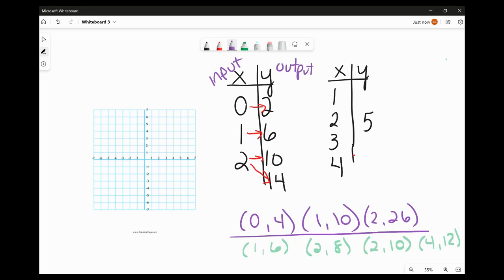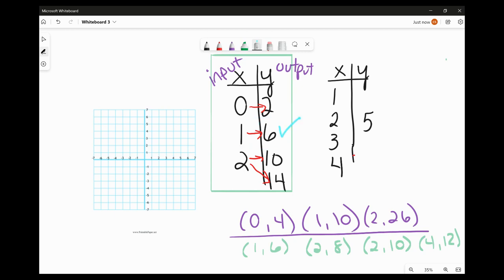That doesn't change. So if you notice in this first table, right here, 0 has an output of 2. You see the red arrow pointing to 2. That indicates that 0 and 2 go together. So the input is 0 and the output is 2. There's only one output, so far, so good. If we take a look at the next one, 1 goes to 6. So the input is 1 and the output is 6. 1 only has one output.